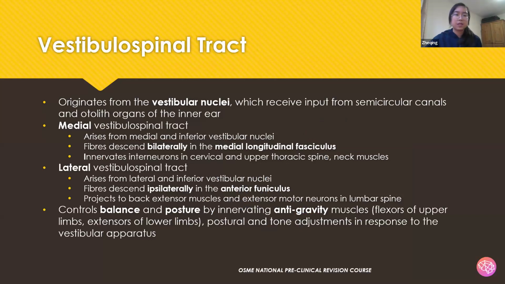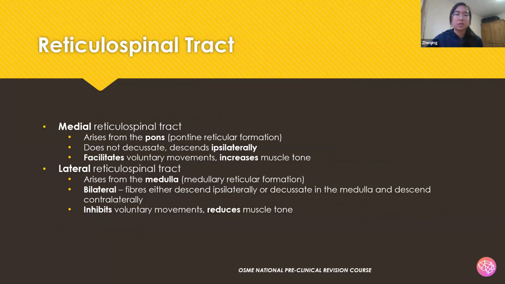Again, there's a medial and lateral. The medial one, the fibers descend bilaterally, and it innervates the cervical and upper thoracic spine and neck muscles, whereas the lateral ones descend ipsilaterally this time, and they innervate the back extensor and extensor motor neurons in the lumbar spine. So the medial innervates those that are higher up, whereas lateral innervates those that are lower down. But they have the same function. I think the most important thing for this is to remember the function.